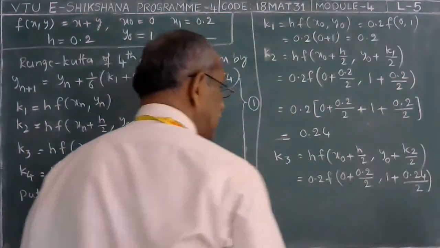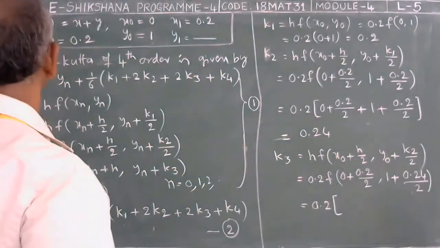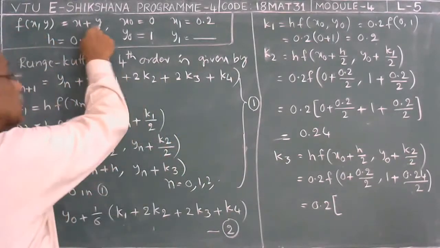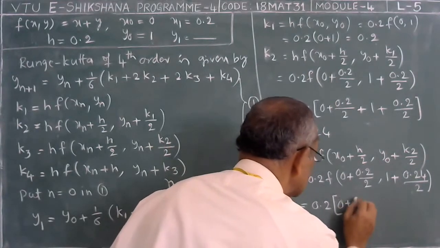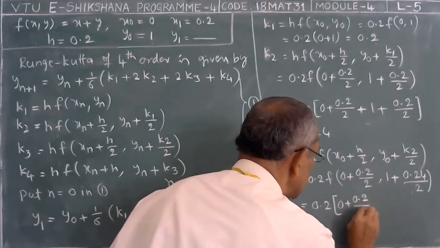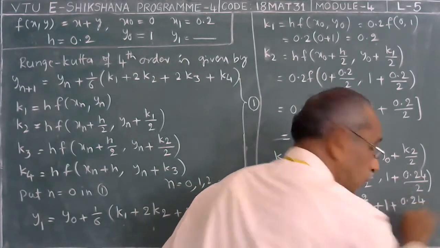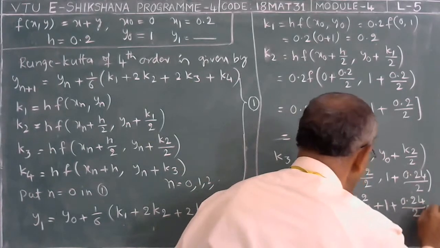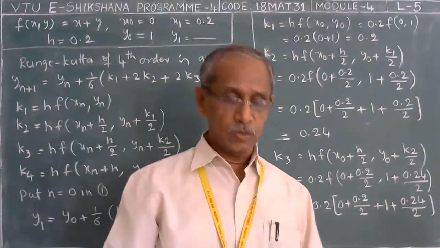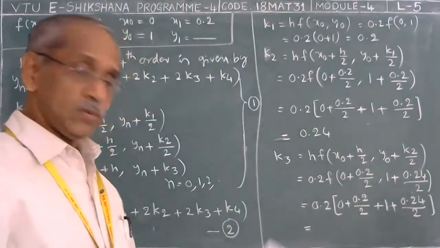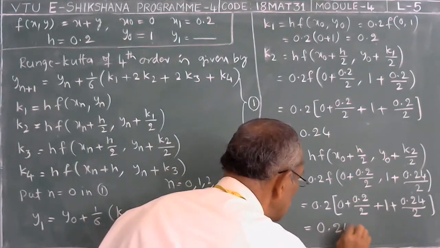So now let us apply the definition. By definition, this is 0.2 into f of x comma y is x plus y. F of x comma y is this plus this. So 0 plus 0.2 divided by 2 plus 1 plus 0.24 divided by 2. If you carefully calculate this using calculator, you get K3 is equal to 0.244. So this is 0.244.